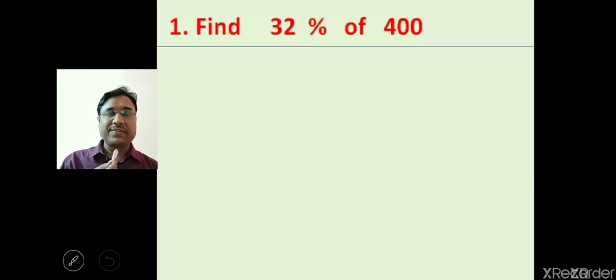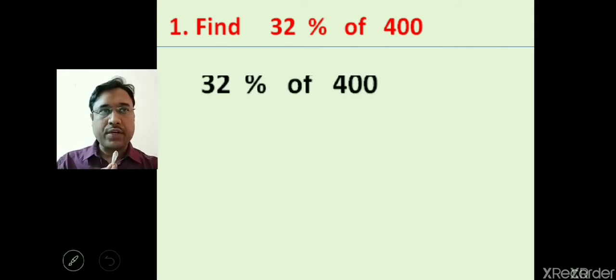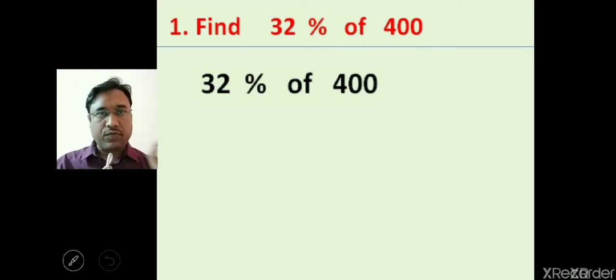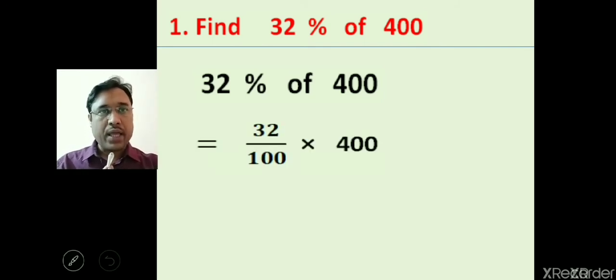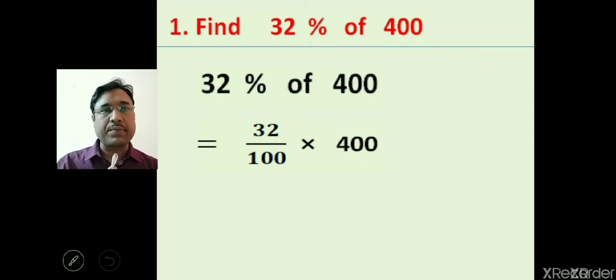You can see the first question I have given: find 32% of 400. How will you find that? First we are going to write 32% of 400. We know that percent means per 100, so you will write 32 by 100. Percentage means per 100, which means 1 by 100.